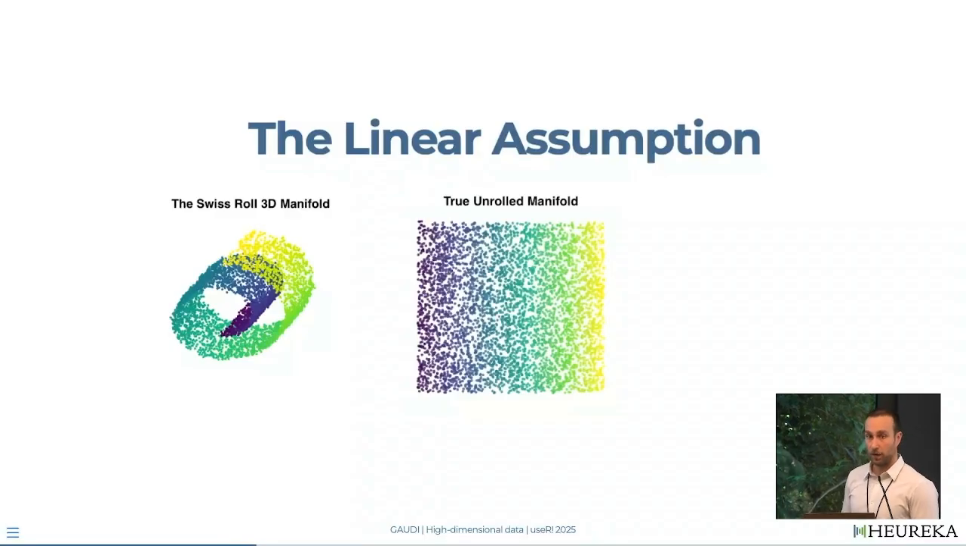We want to unroll the Swiss roll, and that would be the perfect unrolling of it. So in 2 dimensions, the purple is on the other side of the yellow, and the yellows are far from each other.